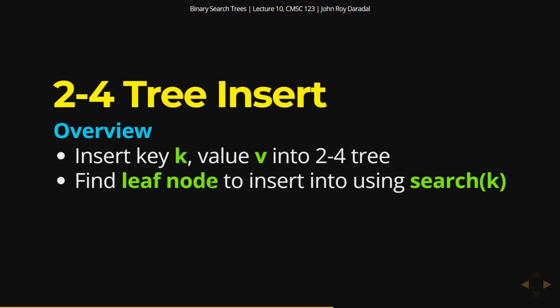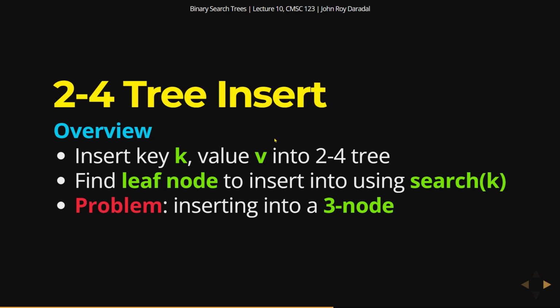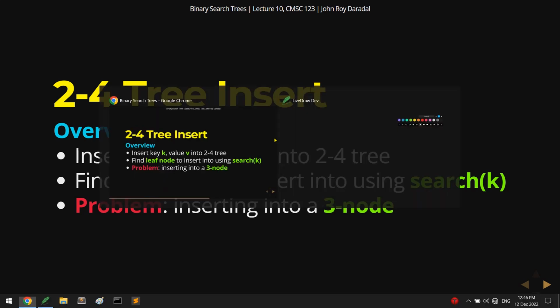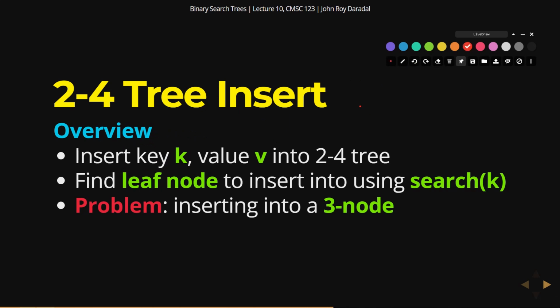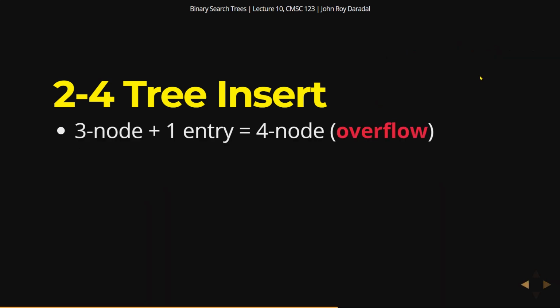Okay, so we'll find the leaf node to insert it into, but the problem is when we run into a 3 node. Remember, a 3 node is a node that already has 3 entries: A, B, and C. But if you add K here, then this will become a 4 node, which is invalid. So that would cause an overflow. It's more than what we are allowed to have. If you have a 3 node already and then you add one more entry, it will create a 4 node, which causes an overflow. So we need to fix that.